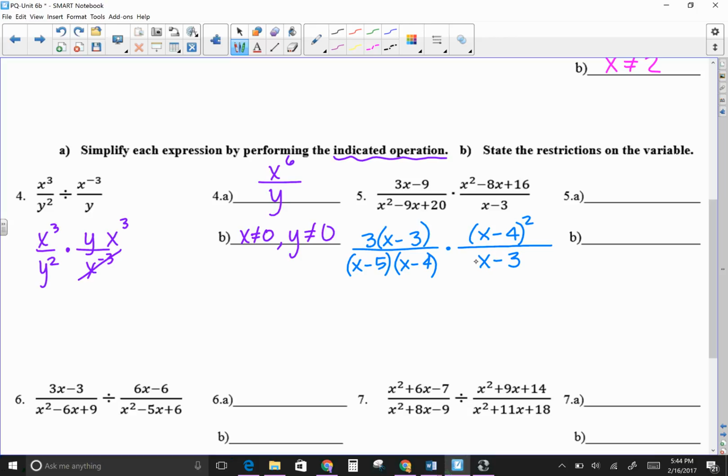So I don't have parentheses around here. Some people think you can't cancel that, but that is the whole denominator, so it is a factor in and of itself. So yes, these do cancel. I have an x minus 4 on the top, and I have 2 on the bottom, but now I have 1 left, and nothing else simplifies. So that leaves 3 times x minus 4 on top and x minus 5 on the bottom.